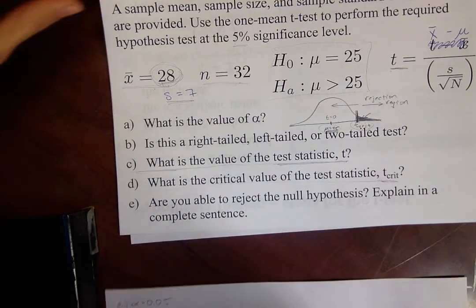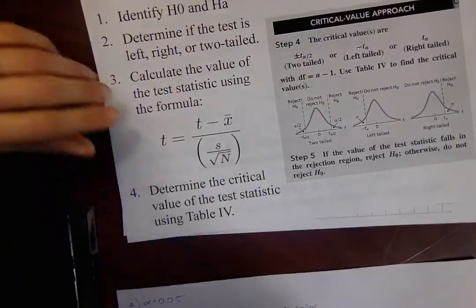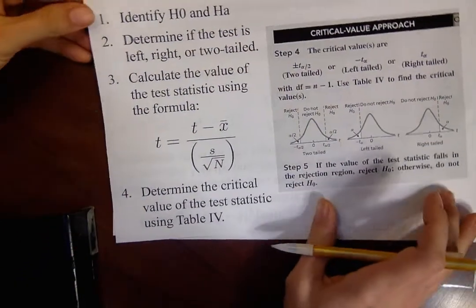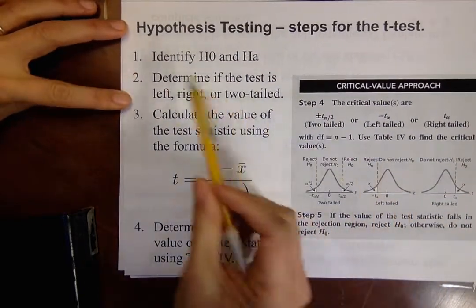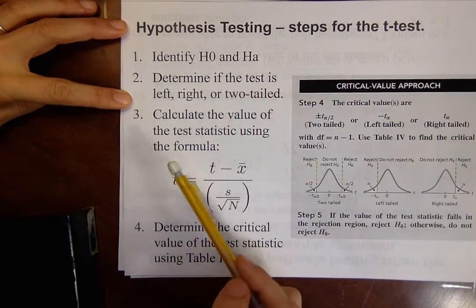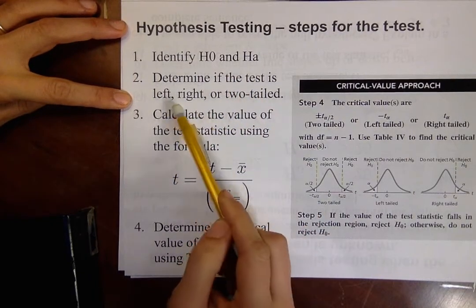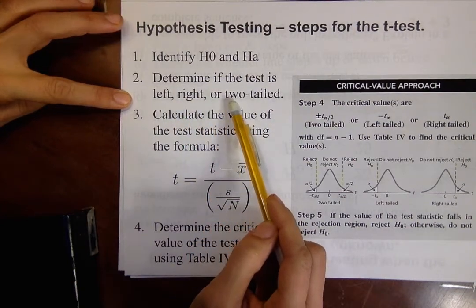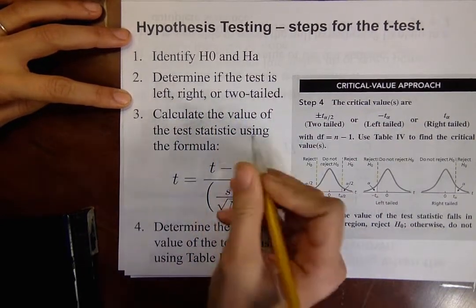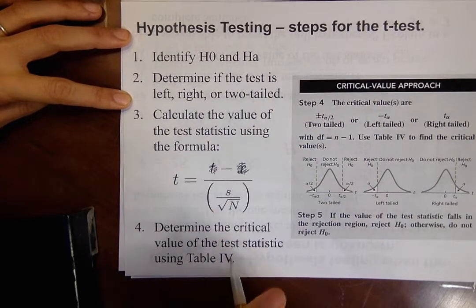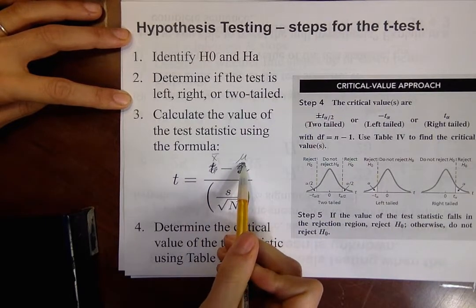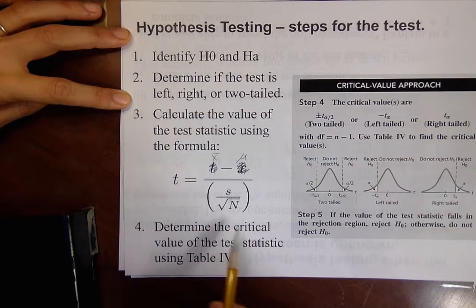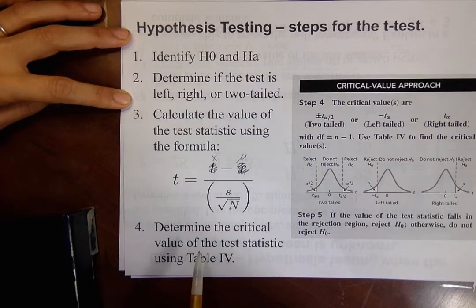And now I want to go back to another slide here. Yep. What we just did, to recap: steps to do the t-test. We identified our null hypothesis and our alternate hypothesis. We determined if the test was a left-tailed test, a right-tailed test, or a two-tailed test. The next thing we're going to do is calculate the value of the test statistic using this formula, which I corrected before. It's x bar minus the population mean that we're trying to test, divided by the sample standard deviation over the square root of the number of samples.